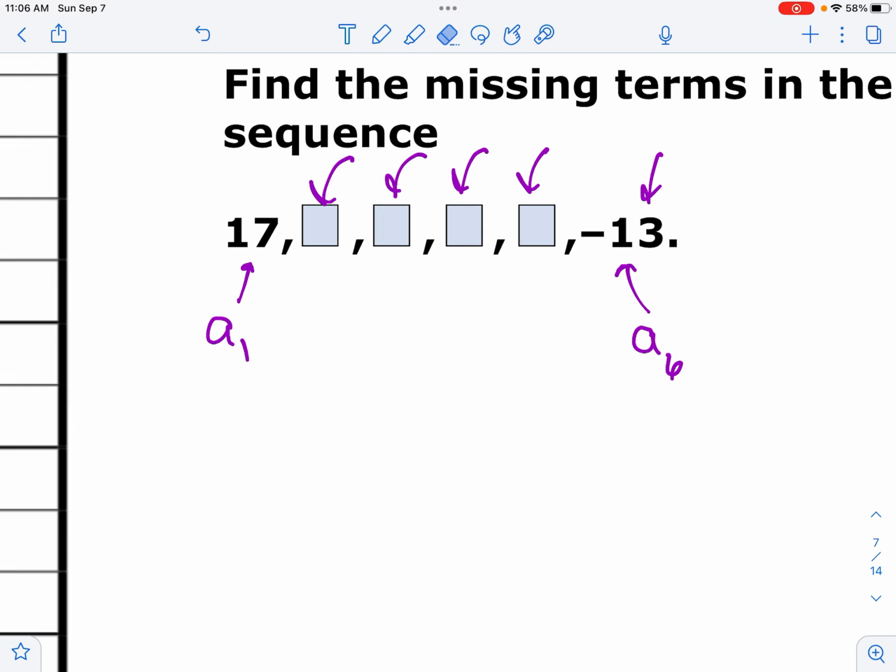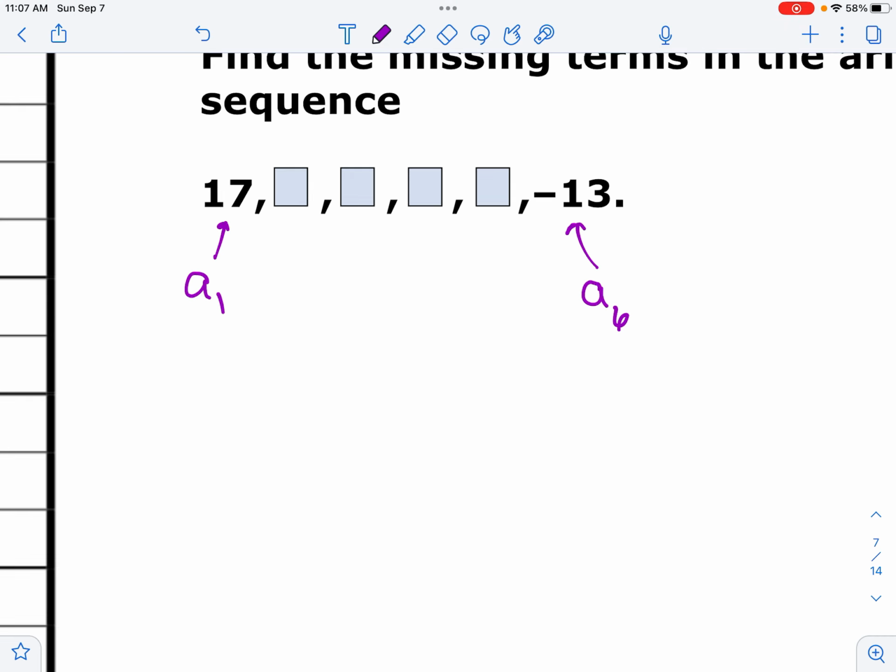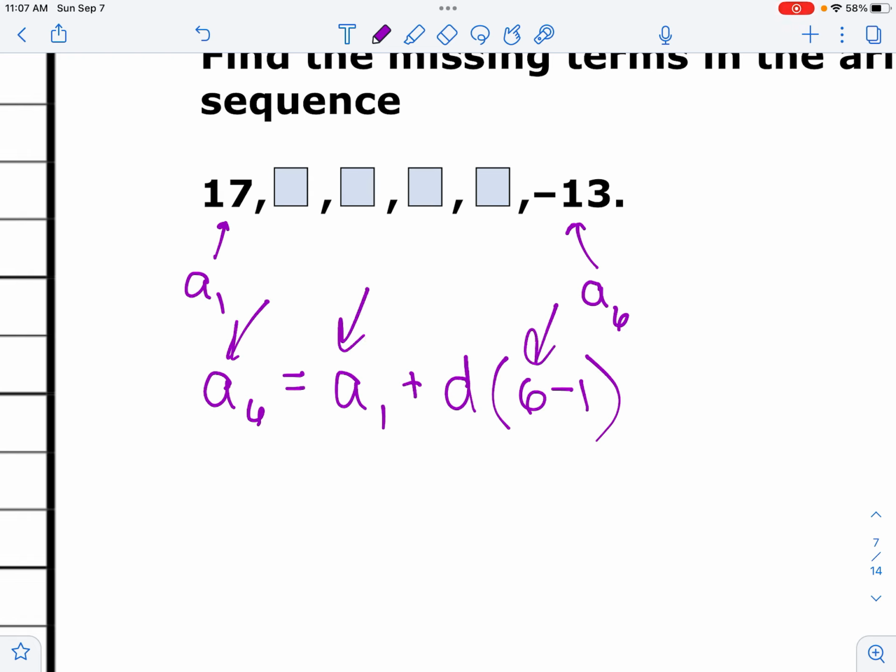So I want to figure out what's going on here. Now, one of the ways that you could do this is if I could figure out what my common difference is, then I could figure out each term afterwards. So that's what we're going to do. Now, we're going to just use the formula, but I know the sixth term, so my n is 6. So if I say a sub 6 equals a sub 1 plus the common difference, which I don't know, but I do know everything else. N is 6. Now I can plug in for here and here.